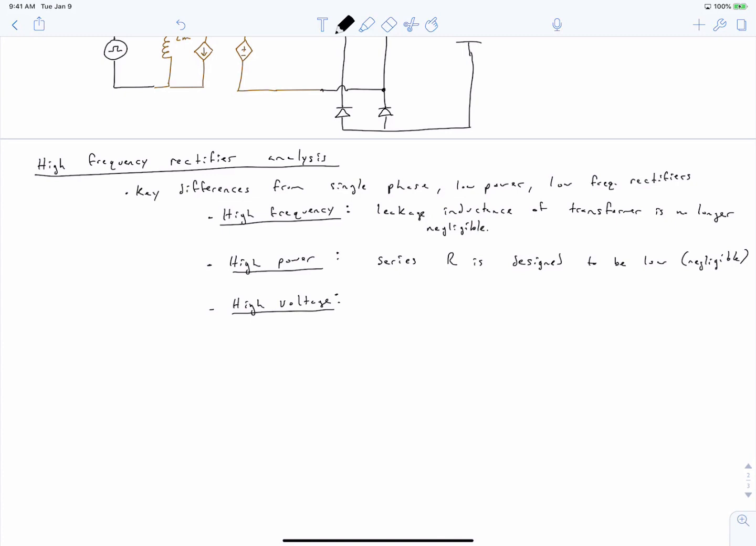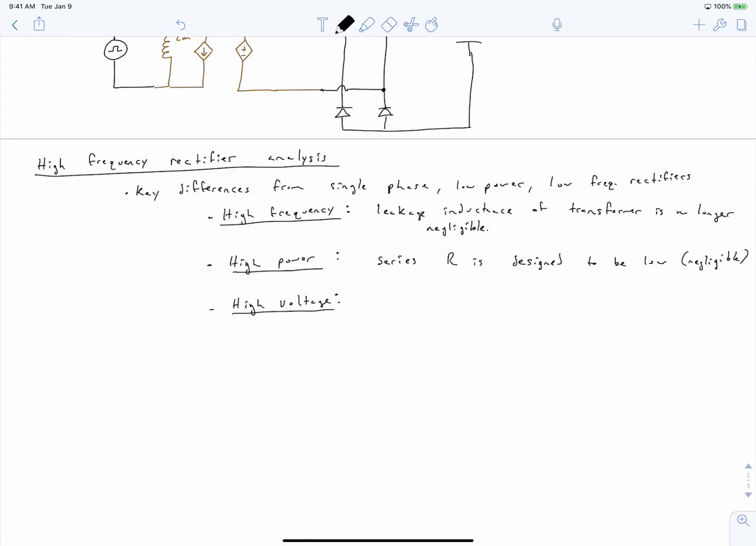And the final difference is that we're typically working at higher voltage levels on the output of our rectifier. In a lot of cases, we might be working at the kilovolt scale. And so when that is true, and that isn't always true, but when that is true, we can neglect the voltage drop across our diodes.